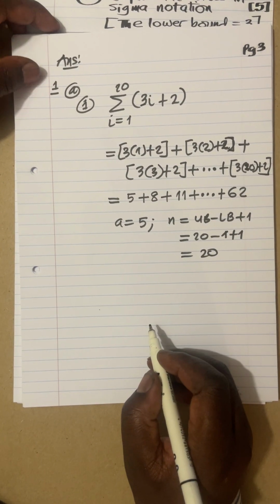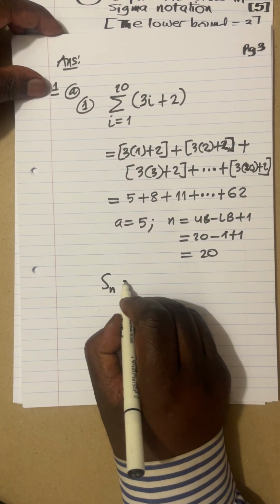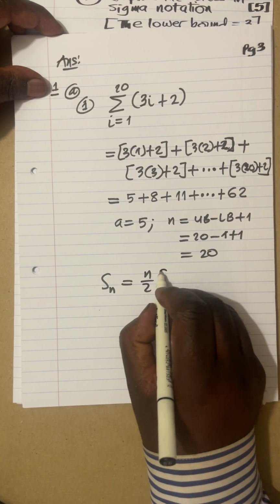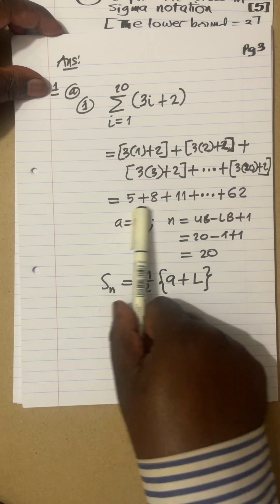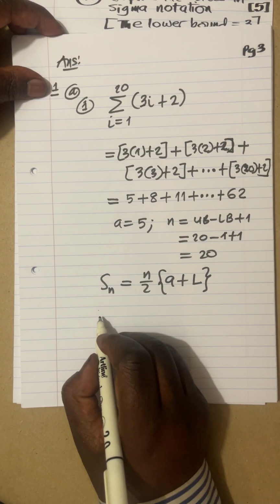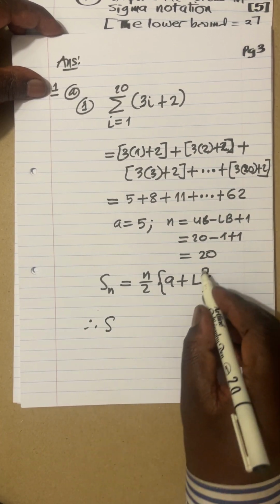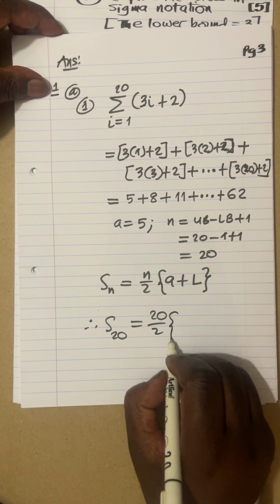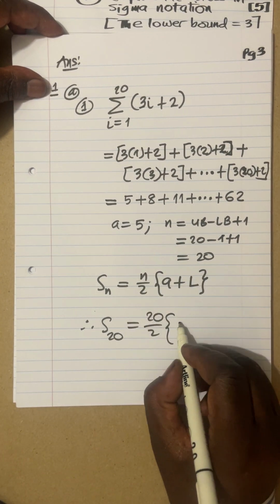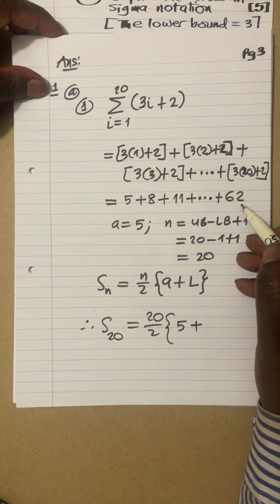And then we're going to use the formula, the sum of the first n terms equals n over 2, and then we have to say a plus l, because we know the first term and we know the last term. Therefore, the sum of the first 20 terms, n is 20, will be equal to 20 over 2. What is our first term? Our first term is 5. What is our last term? Our last term is 62.